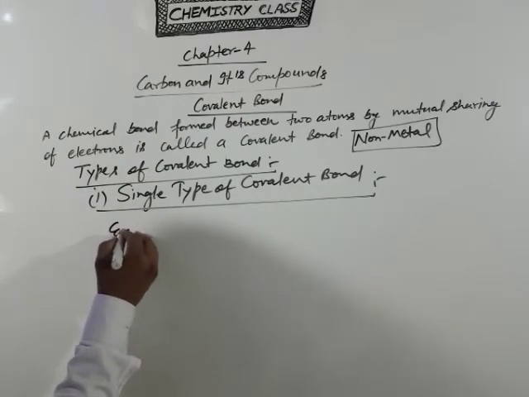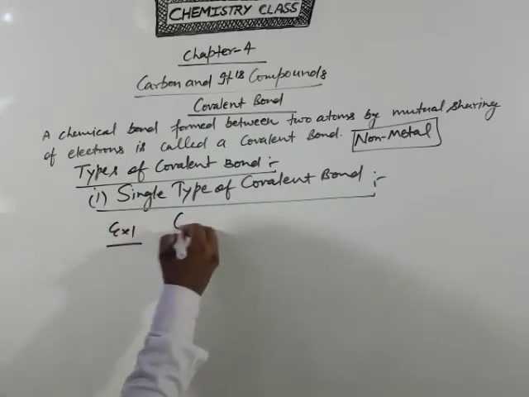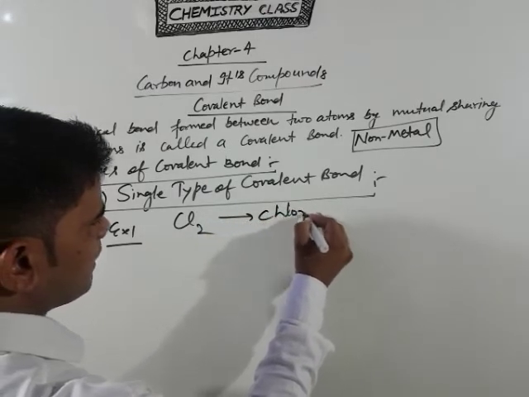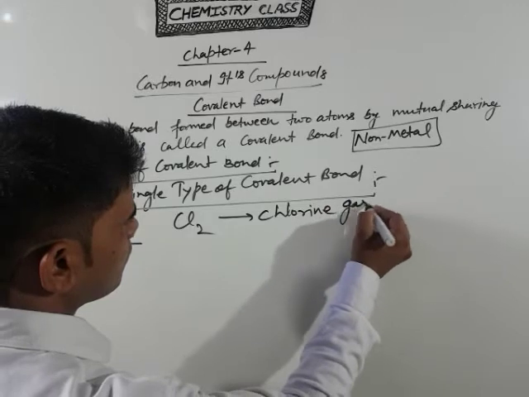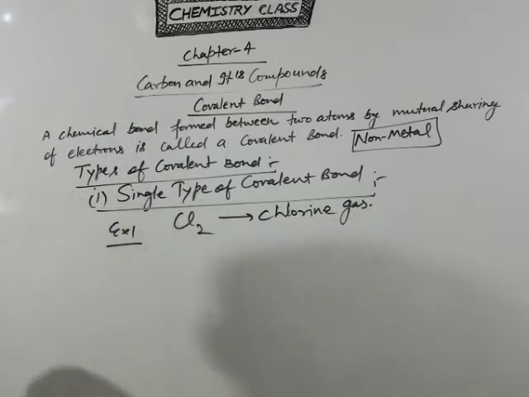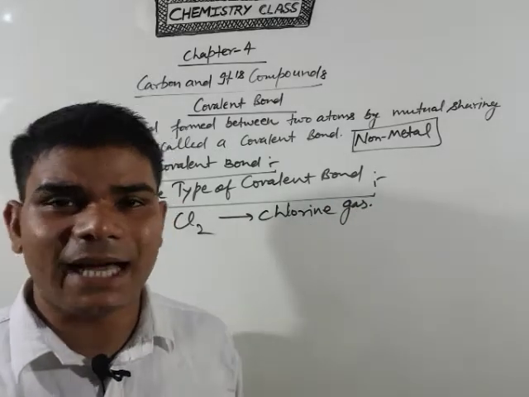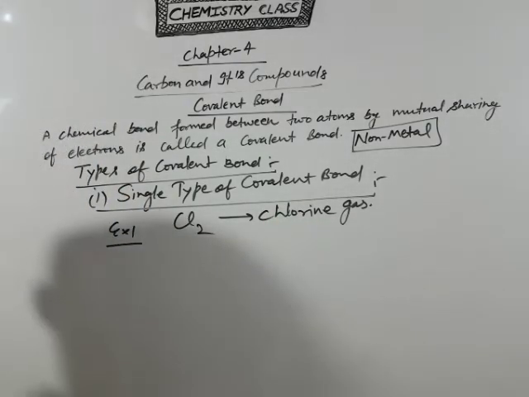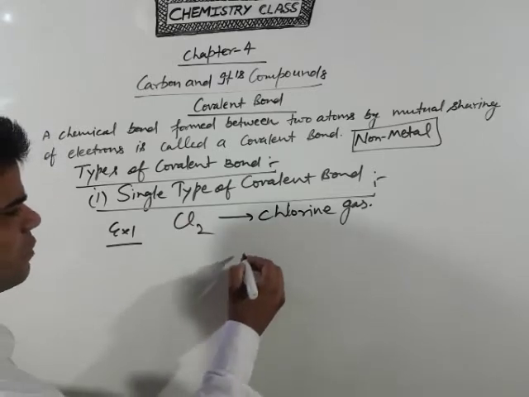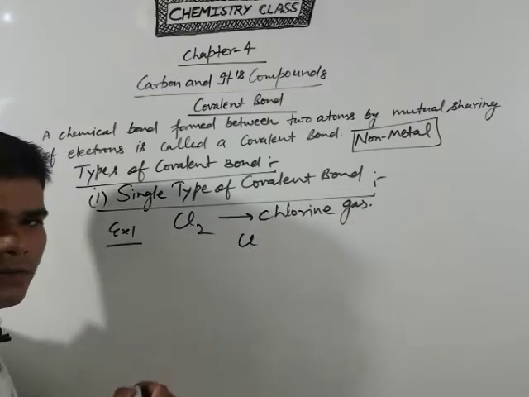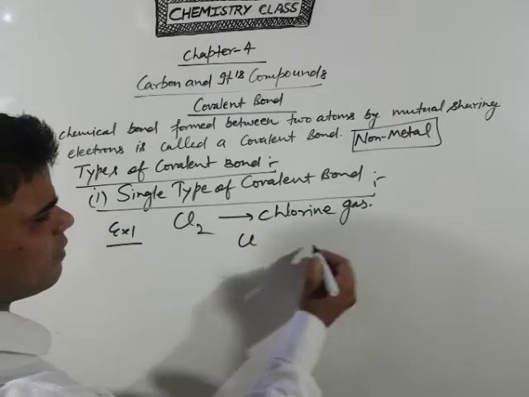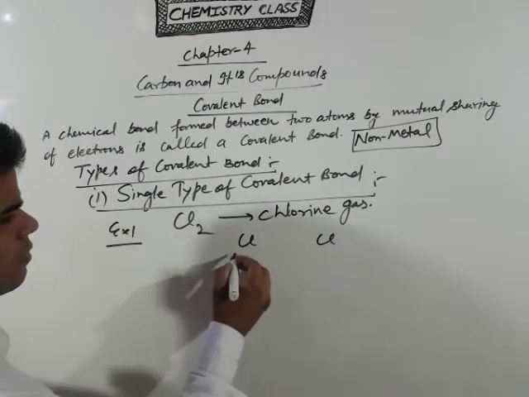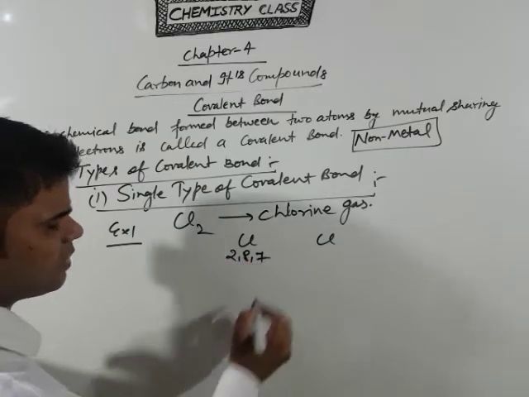So students, see an example here. This is our Cl2 molecule, which is known as chlorine gas. How is chlorine gas formed? It forms a dimer with the help of a covalent bond. See here, we have two chlorine atoms. First remember the chlorine electronic configuration. This is the first chlorine and this is the second. You know the atomic number is 17, so the electronic configuration is 2, 8, 7.